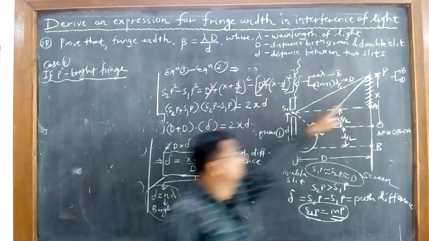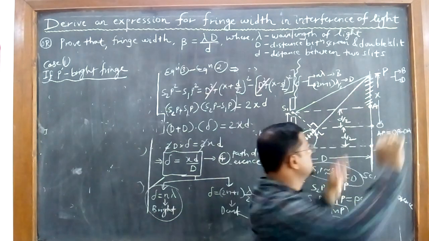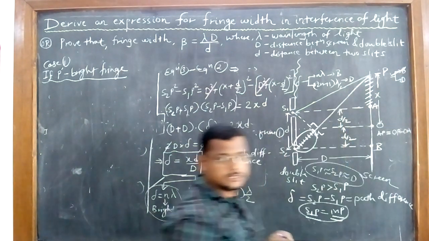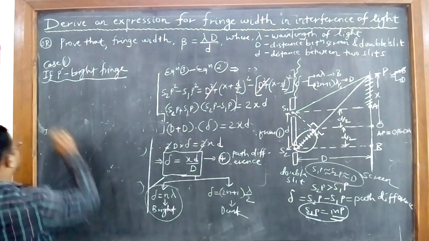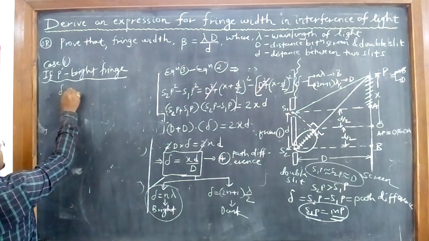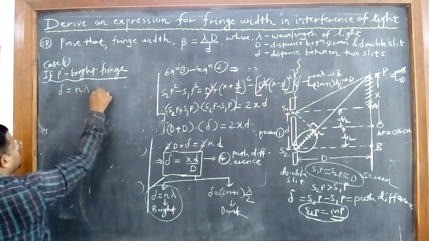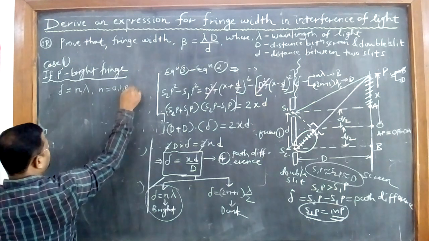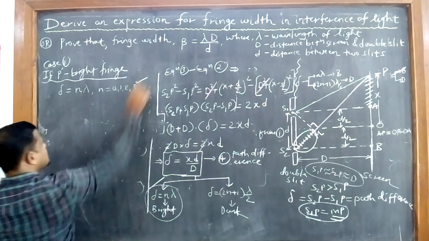At point P you may have brightness or you may have darkness. Right now I am moving for brightness here. If at point P we have got brightness, then this delta path difference is equal to n lambda, where n is equal to 0, 1, 2, 3, 4, and so on. We have seen this in my last class.